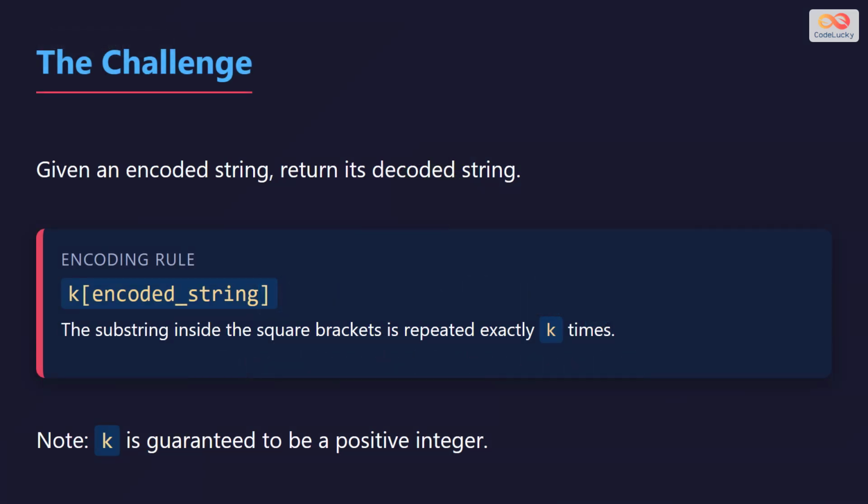Here is the problem statement. We are given an encoded string, and our job is to return its decoded version. The encoding rule is simple. A number k followed by a string in square brackets means the content inside the brackets should be repeated exactly k times. Also, k is always a positive integer.